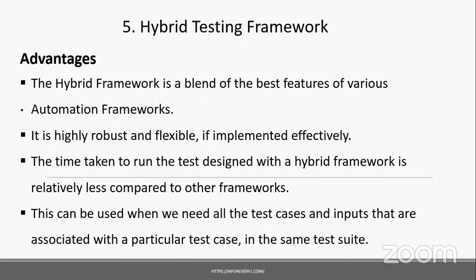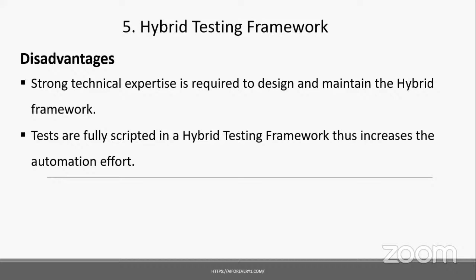Data-driven has some advantages, we know it. Keyword-driven has some advantages, we know it. Now we have the advantages of the best features of both automation frameworks, and being keyword-driven, no programming knowledge is needed. So it is highly robust and flexible if implemented effectively. The time taken to run the tests designed by the hybrid framework is good performance-wise, and it can be used when we need all test case inputs, creating test suites and so on. We have a lot of advantages.